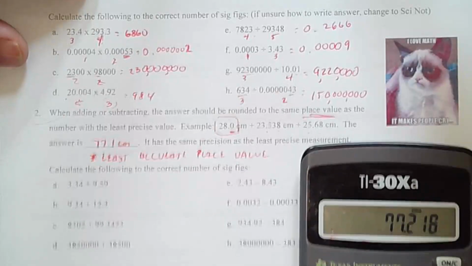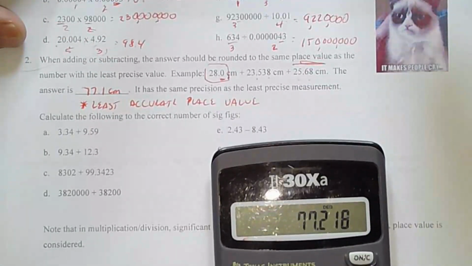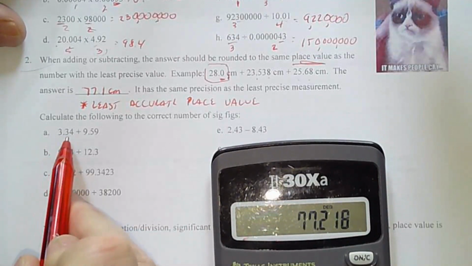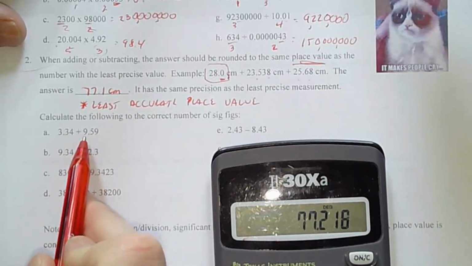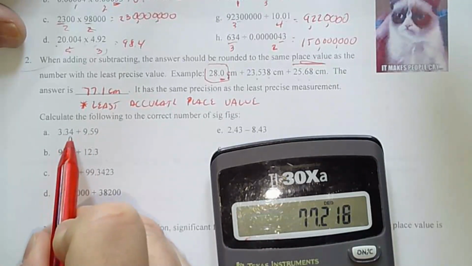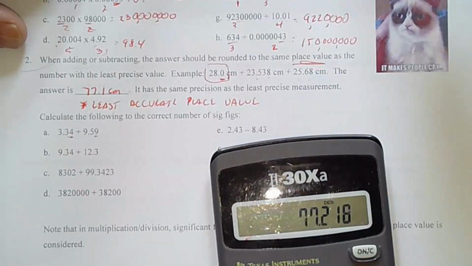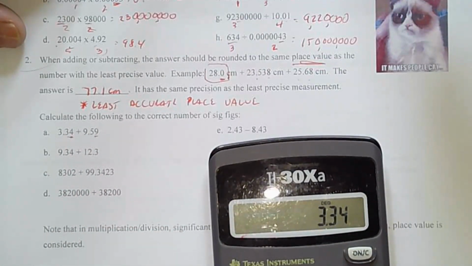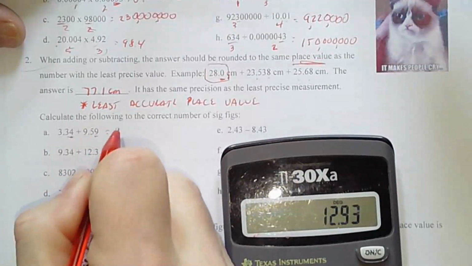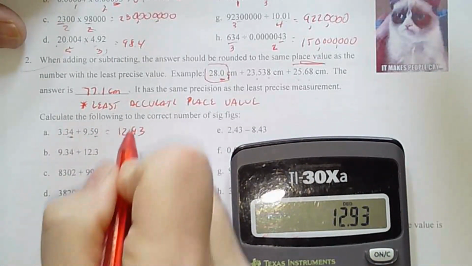Okay? So let's get some practice. So if we're looking at this first one, right, we're not looking at total number of significant figures. We're looking at the least accurate place value in one of these numbers. This is accurate to the nearest 100th. This is also accurate to the nearest 100th. So when we add these 2 values together, it can be reported to the nearest 100th. So now we would be able to say that that is 12.93.